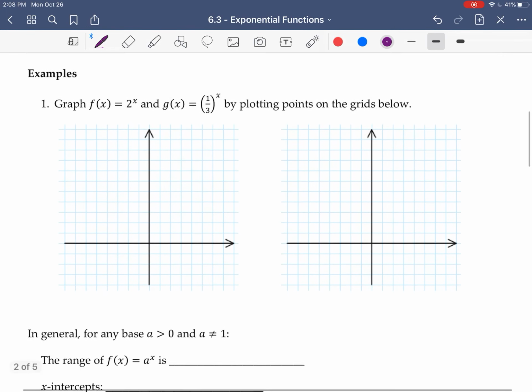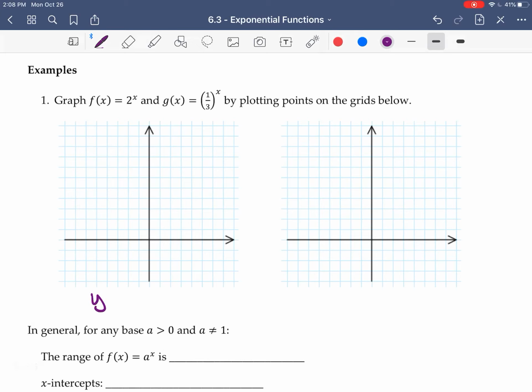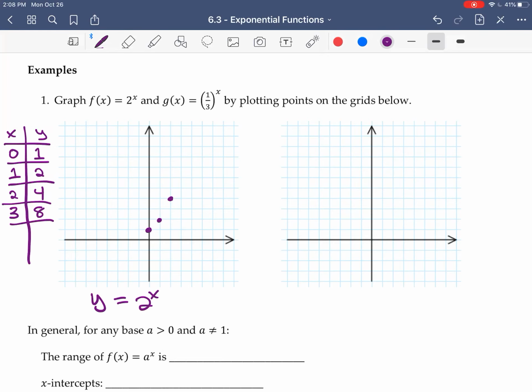So let's look at the graph of one of these. Okay, so I'm going to do y equals 2 to the x. Now if you want, you can make a table of values. Maybe I'll do that on the side here. Okay, so if x is 0, then it's 2 to the 0, which is a 1. So I get a point at 0, 1. If x equals 1, then it's 2 to the 1, which is 2. Okay, if x equals 2, then it's 2 squared, which is 4. Okay, if x is 3, then it's 2 to the 3, which is 8.